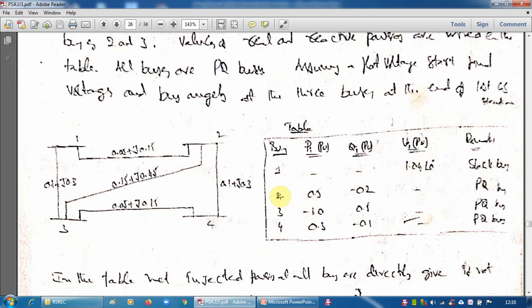Next, the remaining buses 2, 3, 4, what are given? P value is given as 0.5 pu, Q value is given as minus 0.2 pu. Voltage and angle are not given, we have to determine them. So PQ are given, V and delta are to be determined. So this is a PQ bus. Like that for 3 and 4 also. As we assumed here, all buses are PQ buses or load buses, the data will be in this form. Line data is also given. Only series impedance is given. Shunt admittance is not given. Only series impedance is given.